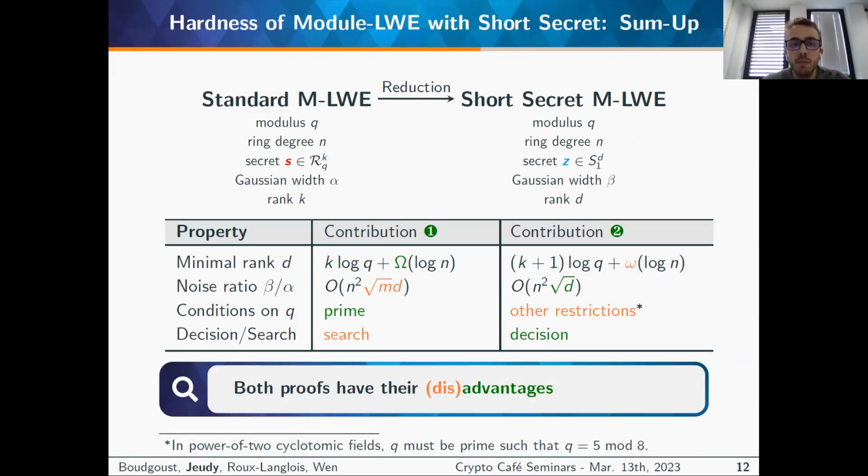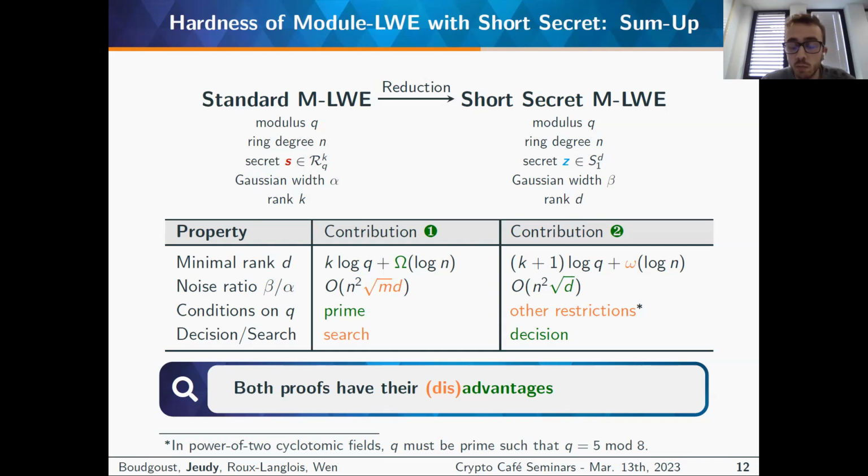To sum up these two reductions, what it is giving is a reduction from standard M-LWE, with secret uniform over R_Q, to a short secret variant where the secret is uniform over binary polynomials. I'm not going to enter into the details of all these parameter constraints. The main takeaways are that the first contribution is only for the search variant because of the Rényi divergence, while the second one is more general because it tackles the decision variant.